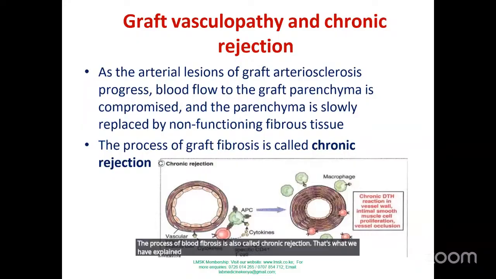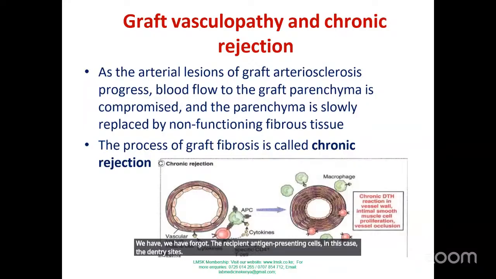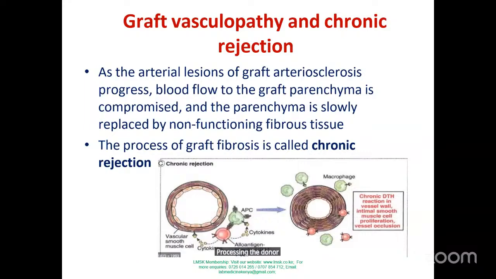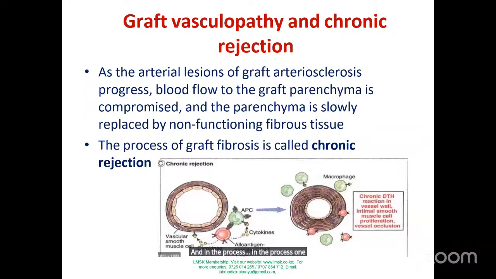And the picture there summarizes now how these happen, where we have got the recipient antigen presenting cells, in this case, the dendritic cells, processing the donor allo-MHC, or rather peptides of the newly planted graft. And so once that has happened, it is displayed and interacts with the CD4 cells of the recipient. And in the process, once the CD4 cells have been activated, they end up producing things like interferon gamma and tumor necrotic factor.